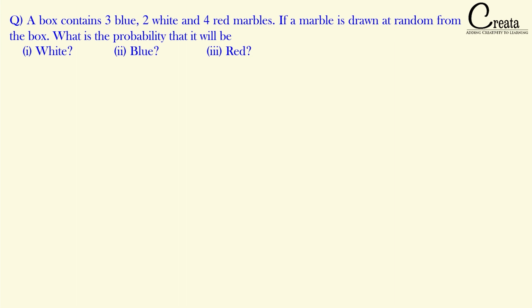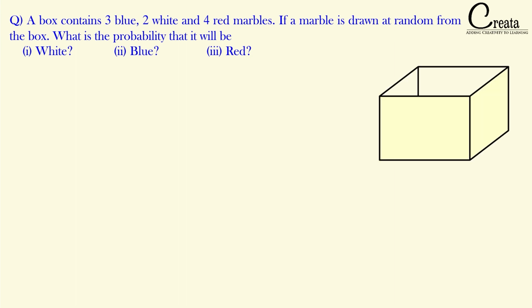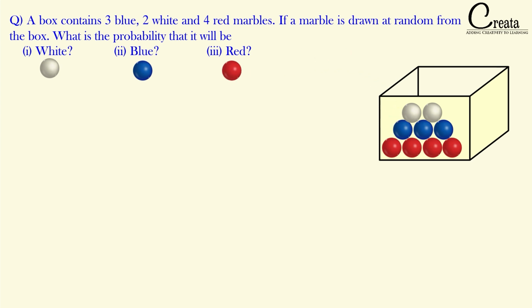Welcome back. Let's try to solve the question. Our first step, we will visualize the question. In the question, a box is given which is having 3 blue, 2 white and 4 red marbles. A single marble is drawn at random from the box and we have to calculate the probability of whether the drawn marble is white, in the second part blue and in the third part red. So this is the scenario. Let's take down the question.